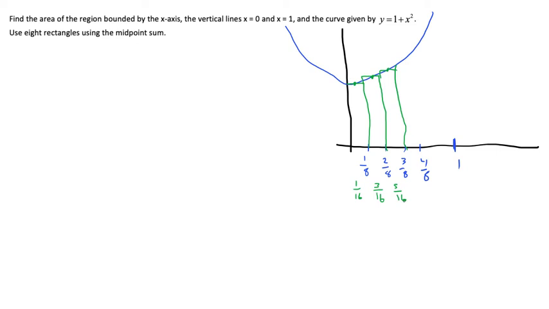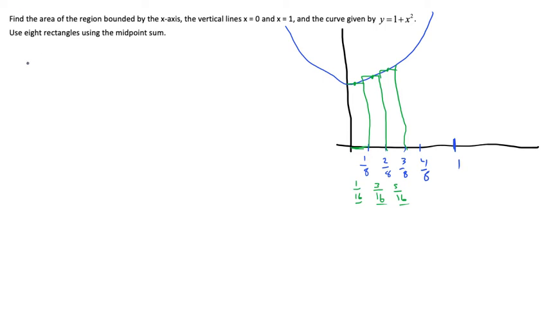Hopefully you see that there's a pattern here. 1 over 16 is the first midpoint, and then 3 over 16, and then 5 over 16, and then 7 over 16, all the way up till 15 over 16. But you've got to be very careful though. What is the width of each rectangle here? The width is 1/8. These are the values that we use to calculate this sum.